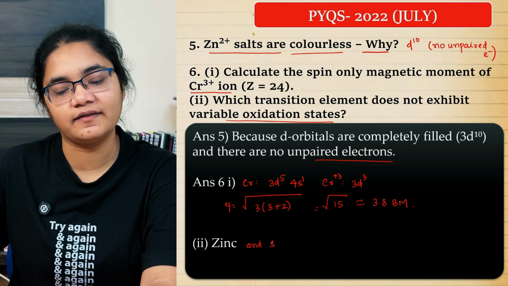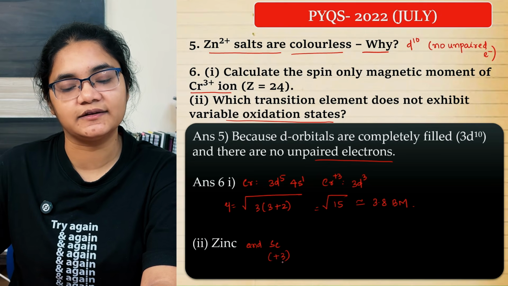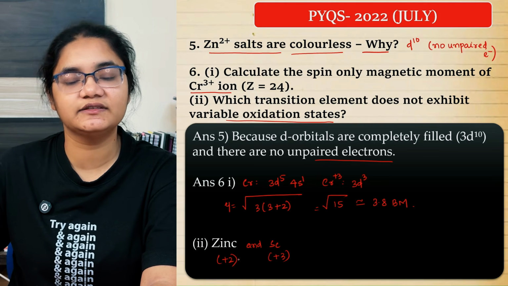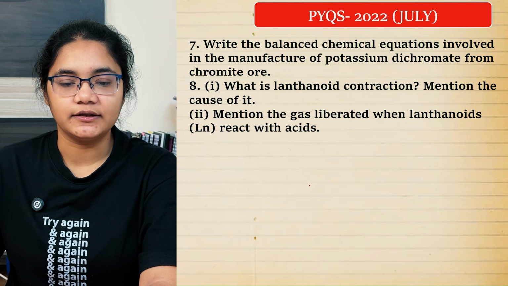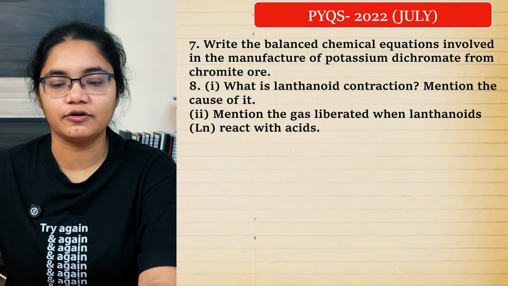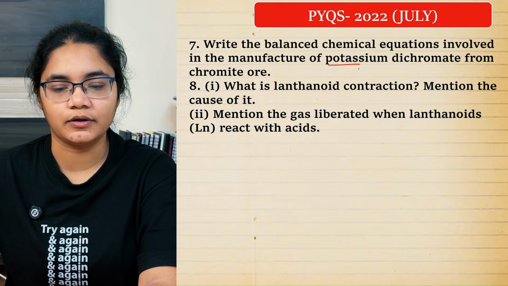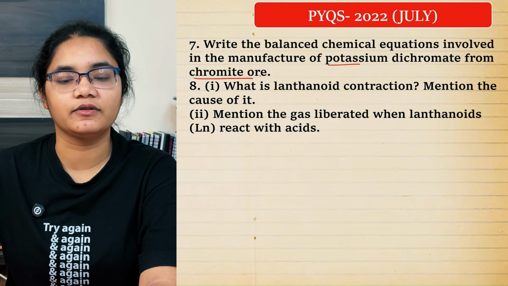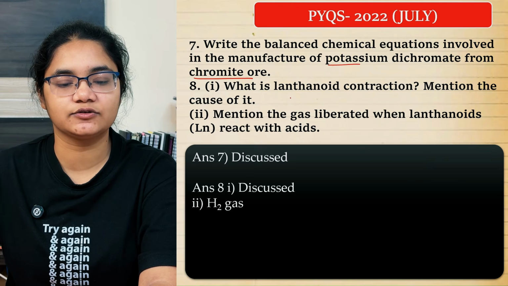one more element is there, that is scandium. Scandium only shows the +3 state, whereas zinc only shows the +2 state. Clear? Okay. Next question, write the balanced equation for the preparation of potassium dichromate from the chromite ore. Already we have discussed this question.